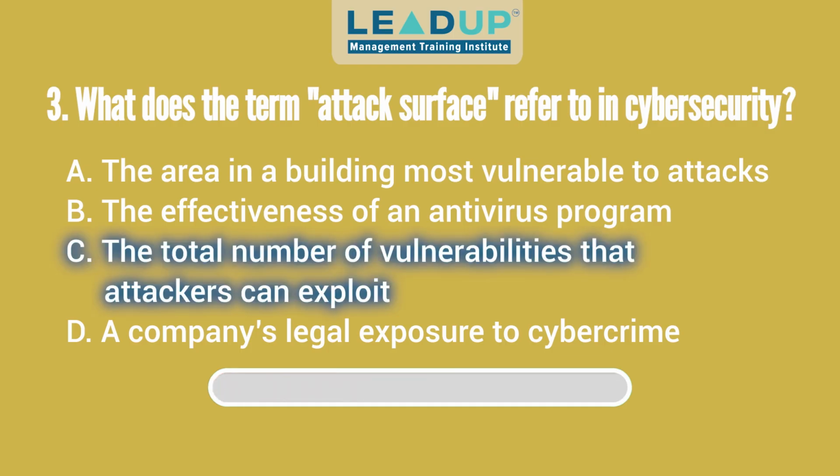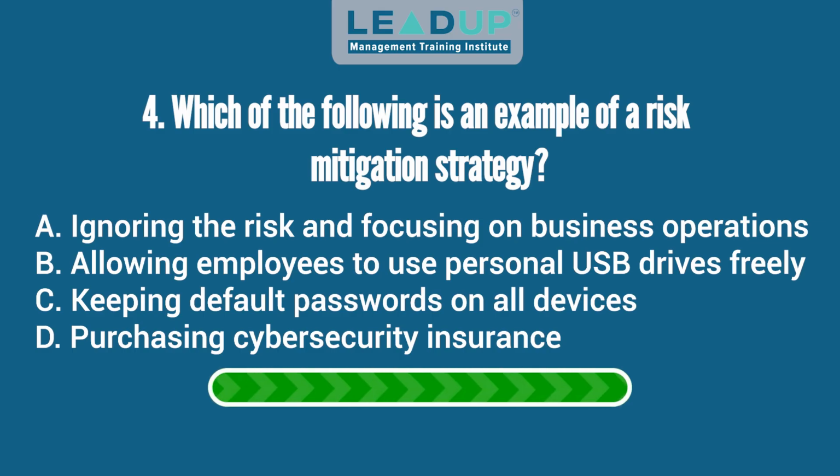Answer: the total number of vulnerabilities that attackers can exploit. Question 4. Which of the following is an example of a risk mitigation strategy? A. Ignoring the risk and focusing on business operations. B. Allowing employees to use personal USB drives freely. C. Keeping default passwords on all devices. And D. Purchasing cybersecurity insurance.